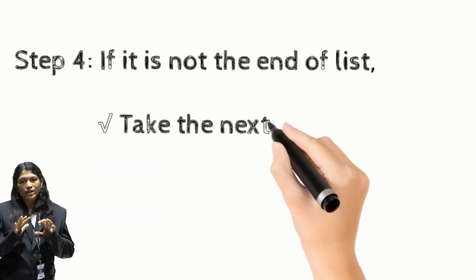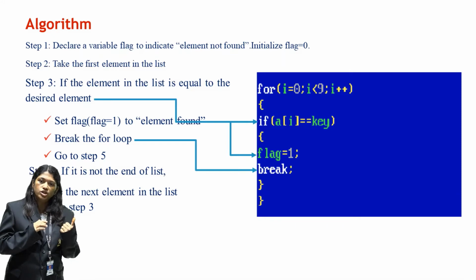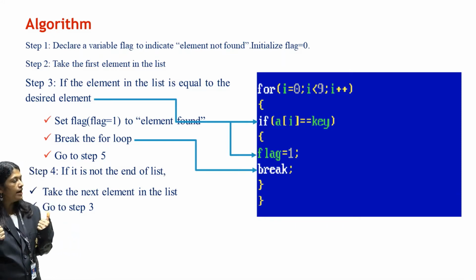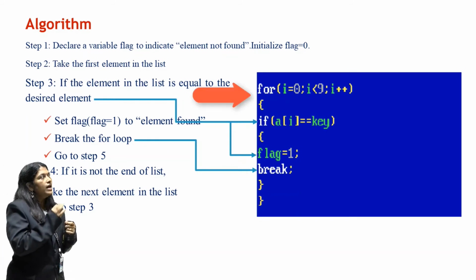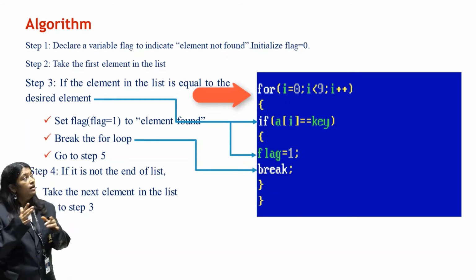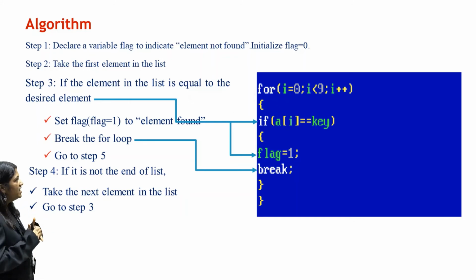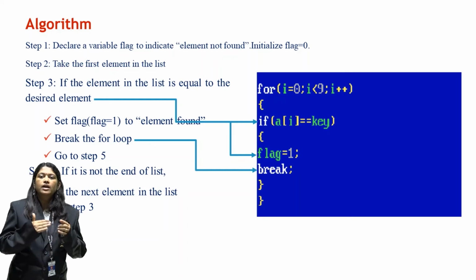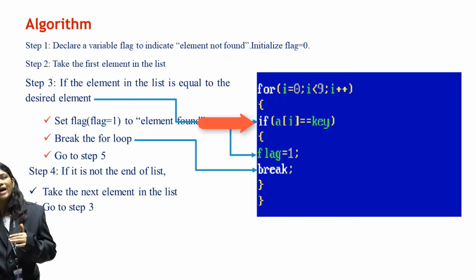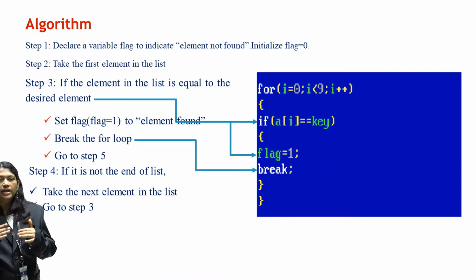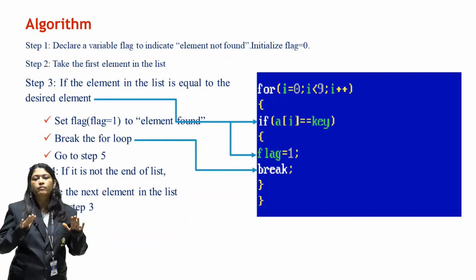For that we require the code. In that code, we go from the first location to the last location of your array, so a for loop is required. In the for loop, i starts from 0 and goes up to 9, and in the for loop we check the condition. If a[i] is equal to key, that is, the comparison is the same, then we set flag equal to 1 and break the for loop.